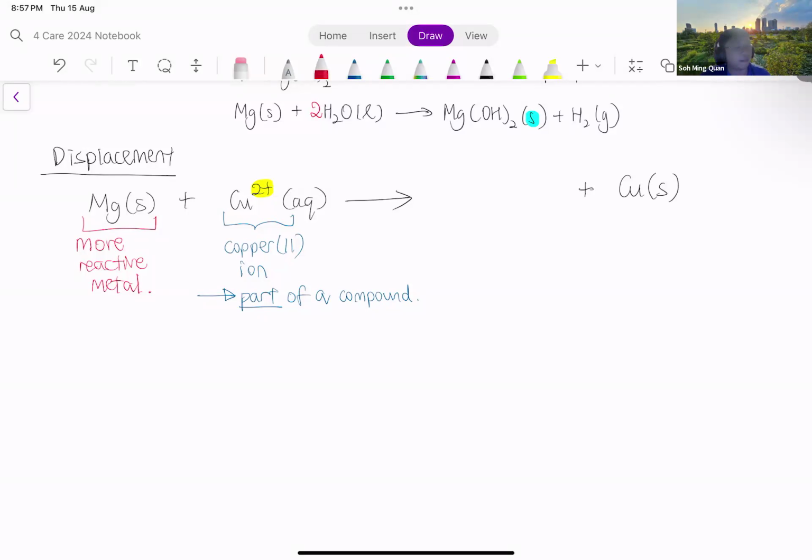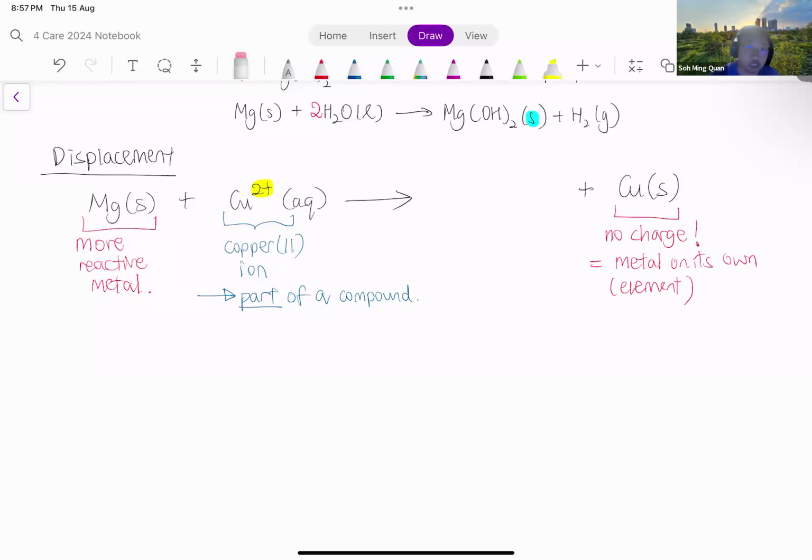You notice when a metal comes out, there is no charge. Why is there no charge? There is no charge because now the metal is on its own. It's an element. It's no longer part of a compound. It's on its own as an element.